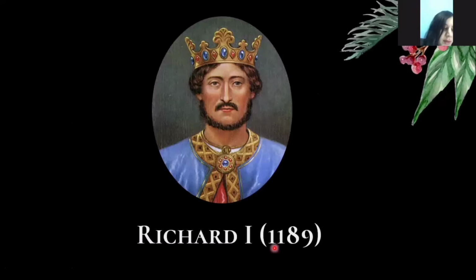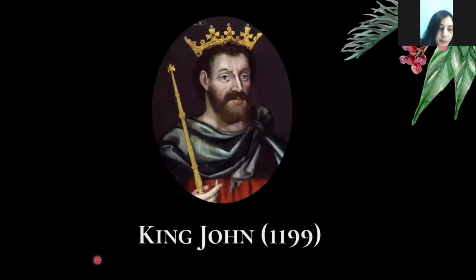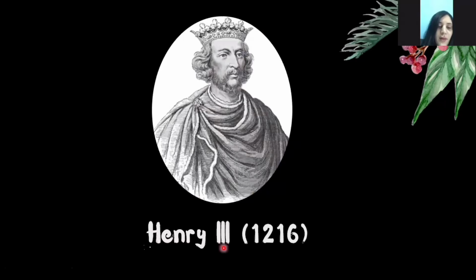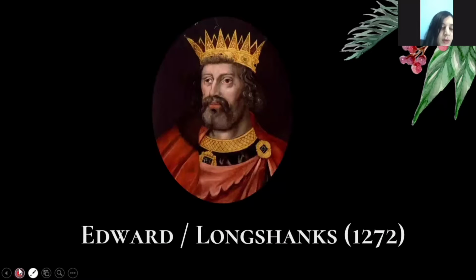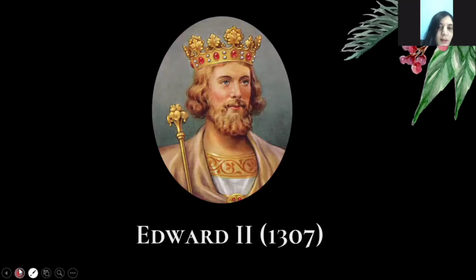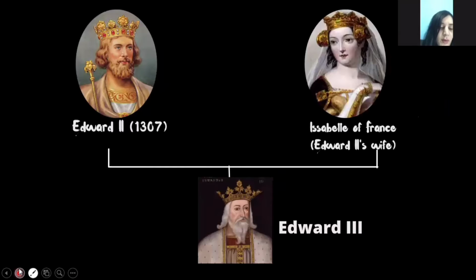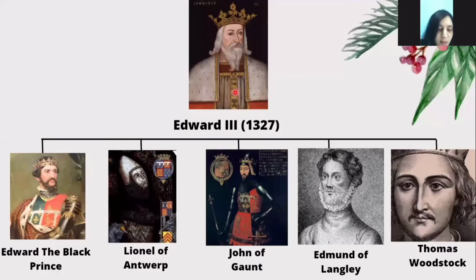Richard I in 1189, then he passed to King John in 1199. Then Henry III in 1216. Then Edward Longshanks in 1272. Then Edward II in 1307. He was overthrown by Isabel of France, his wife. After that, she acted as regent of their son.